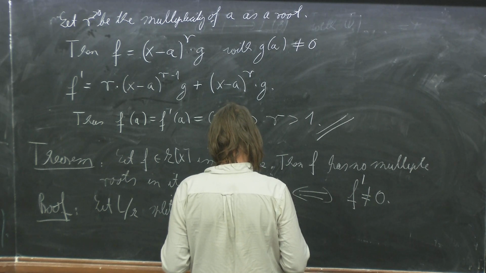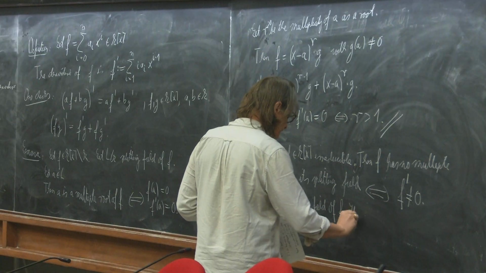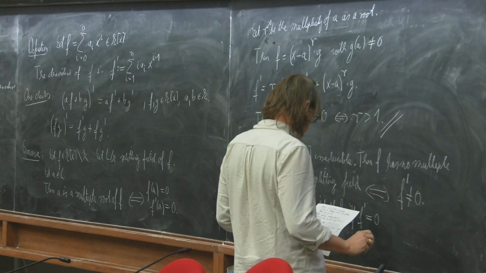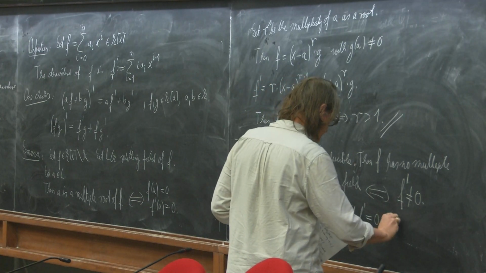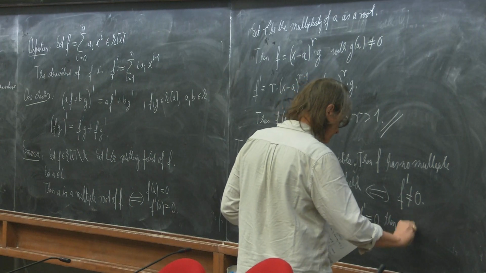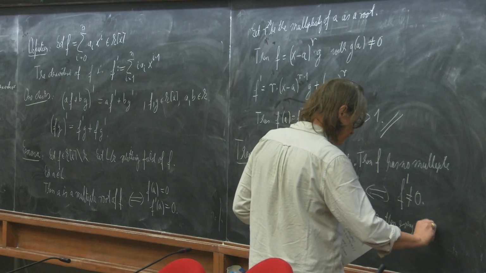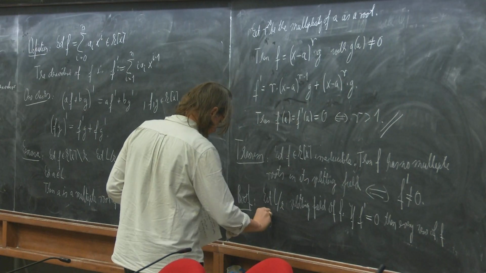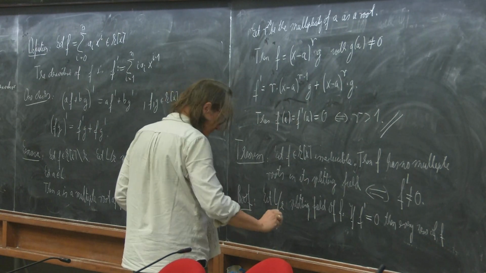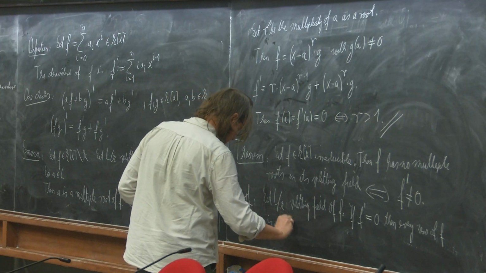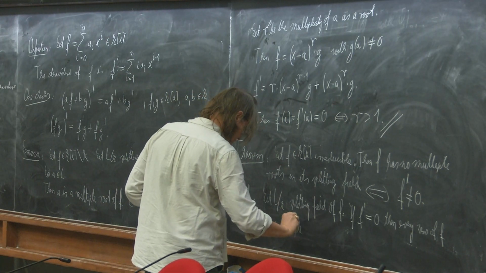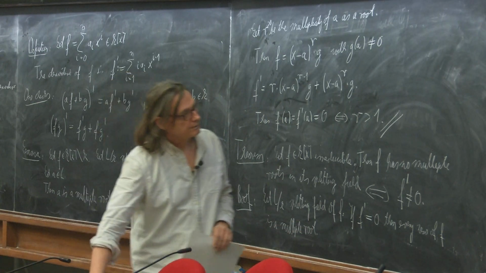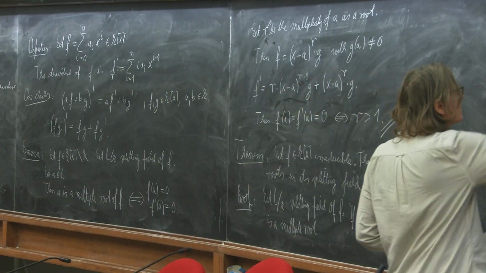So if f prime is a 0 polynomial, then every 0 of f is a multiple root. Not by definition, but by this criterion, is a multiple root. Okay, so now the other direction.